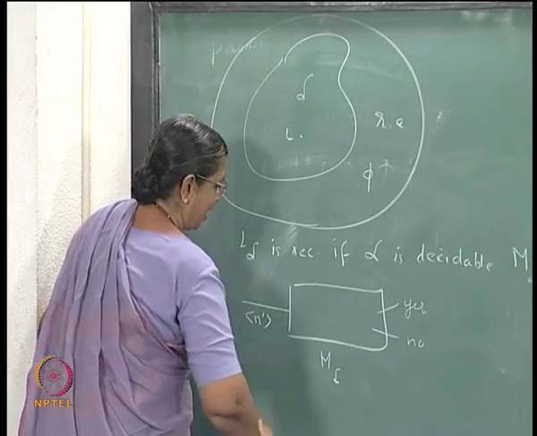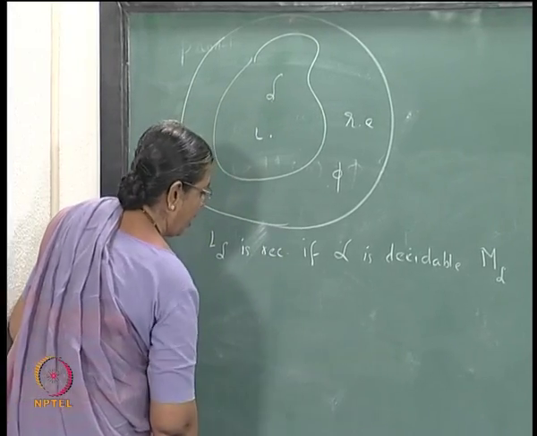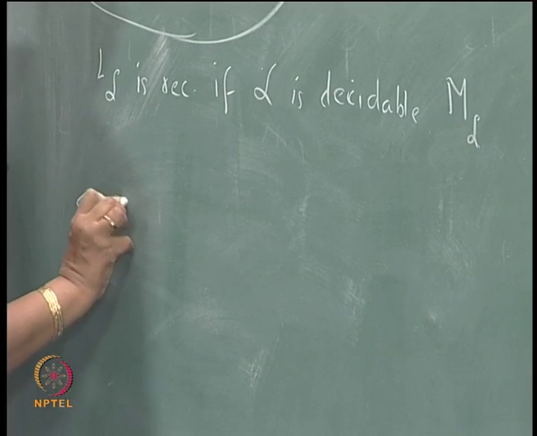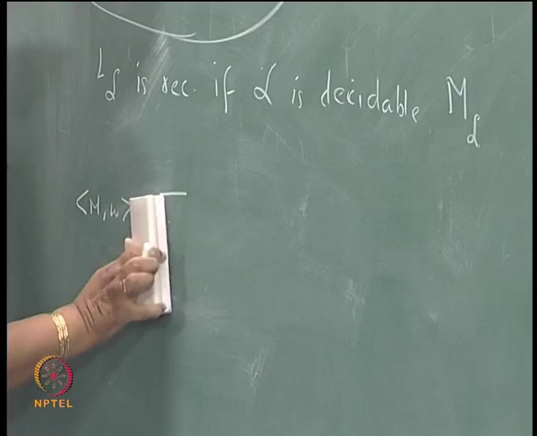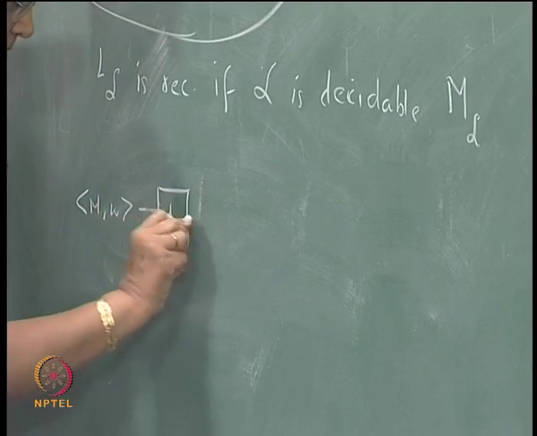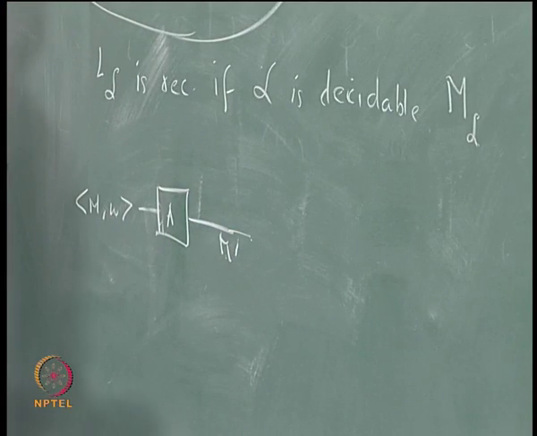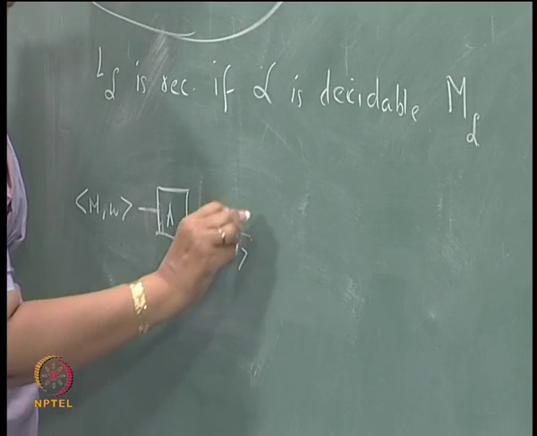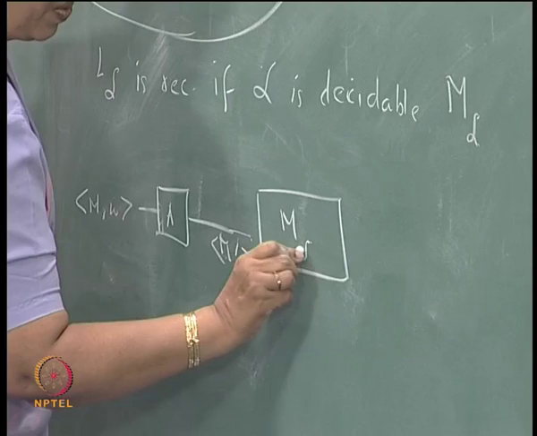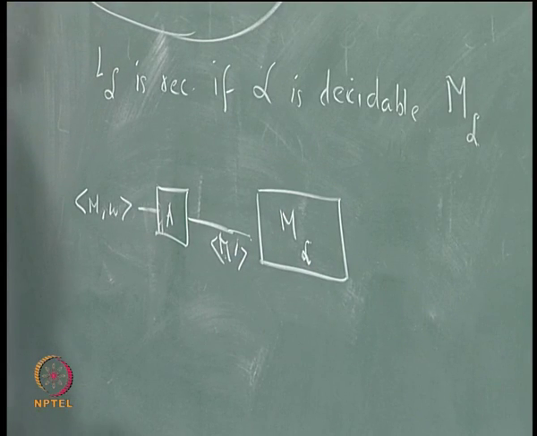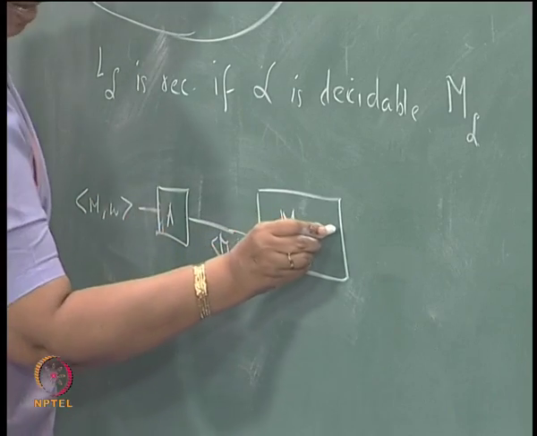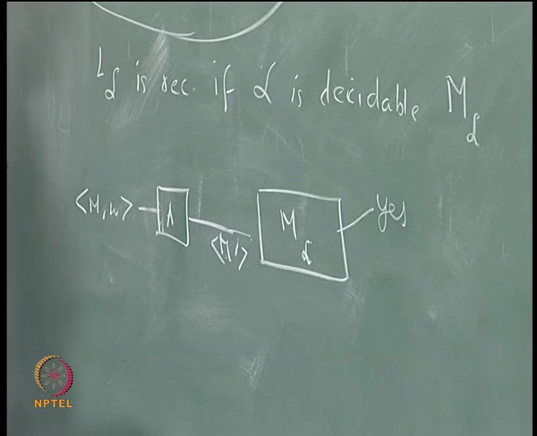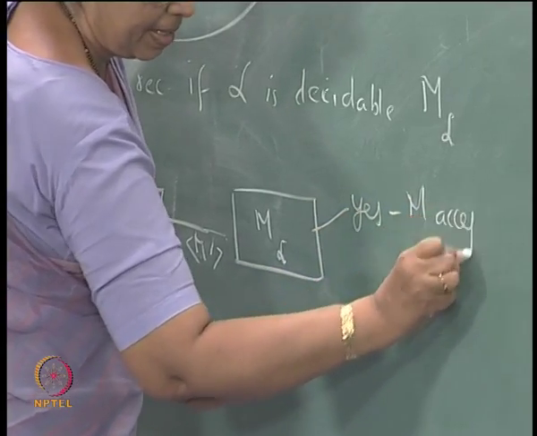I will write this diagram in a slightly different manner. Okay. So, given M and W, you have an algorithm which will construct M', and the encoding of M' is given as an input to MS. Right, and if this says yes, that means M accepts W.